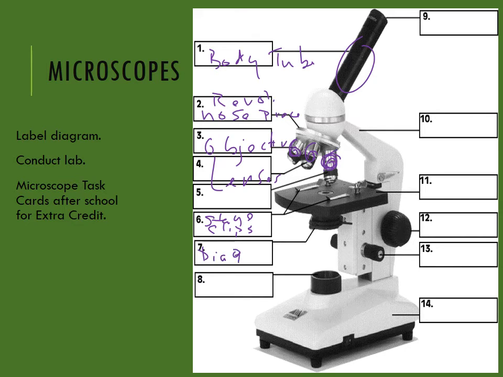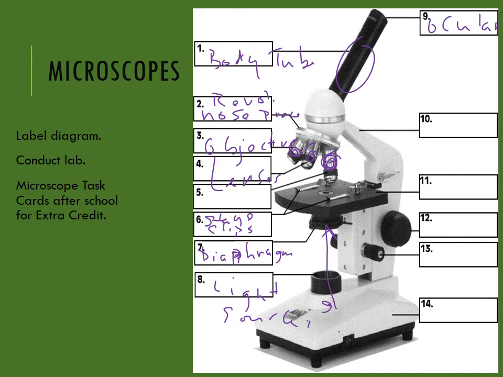Sorry, this is a word that always gets me. That's a P, diaphragm. So the diaphragm regulates the amount of light that's coming through. Number 8 is your light source. If this is plugged in, the light bulb is located under here, that then shines through the diaphragm and out through to your specimen. Number 9 is your ocular lens.